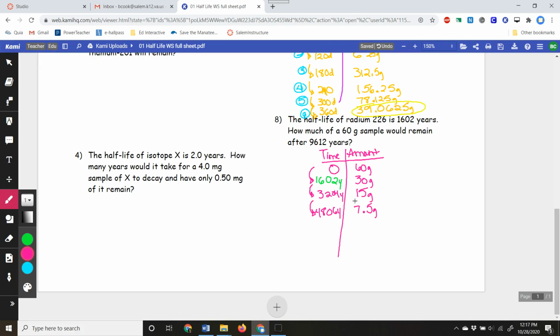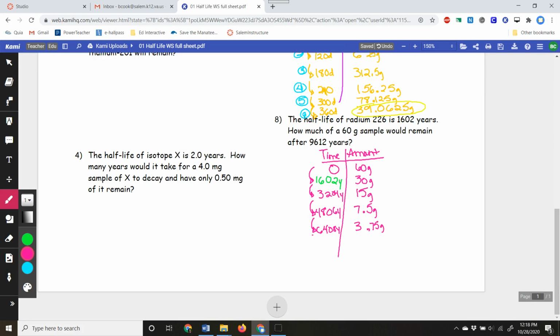We're still not up to 9,612 years. So we're going to have another half-life pass by, or another 1,602 years. After another half-life passes by, we're going to be up to 6,408 years. How much of my sample am I going to have left? We're going to divide the 7.5 in half, and we're up to 3.75 grams.